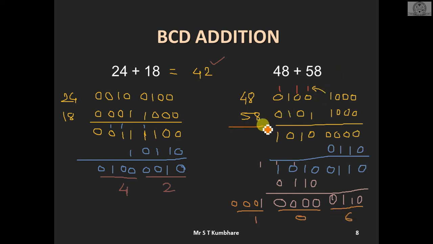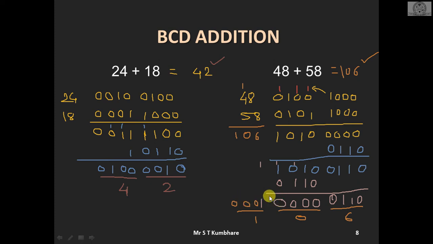Let's do the decimal verification. What will we get? 8 plus 8 is 16, so 6, carry is 1. 1 plus 4 plus 5 is 10, so 0 and carry 1. So the answer is 106. This is equal to this. So like this you can perform the question.